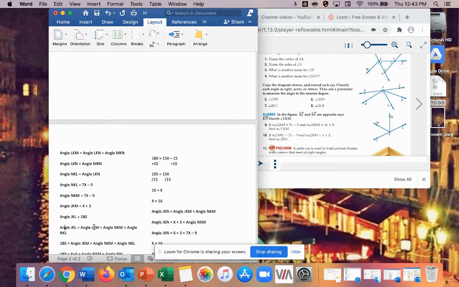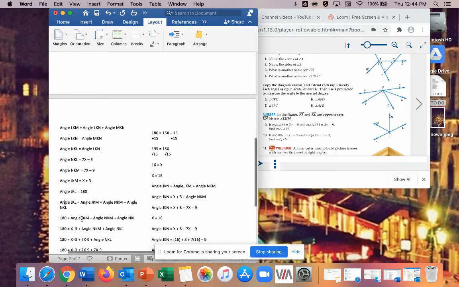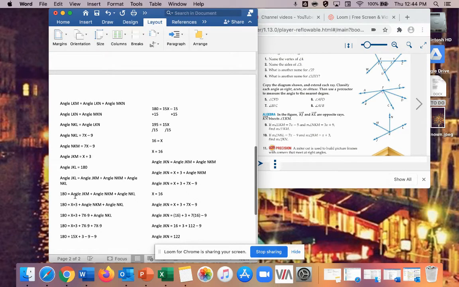Angle JKL equals JKM plus NKM plus NKL, and we know it equals 180. So 180 equals JKM plus NKM plus NKL. This angle plus this angle plus this angle, add them all together, you get 180. We know that JKM is x plus 3, so that's why that's placed in there. We know NKM is 7x minus 9, and we know NKL is also 7x minus 9. So this becomes our equation: 180 equals x plus 3 plus 7x minus 9 plus 7x minus 9.